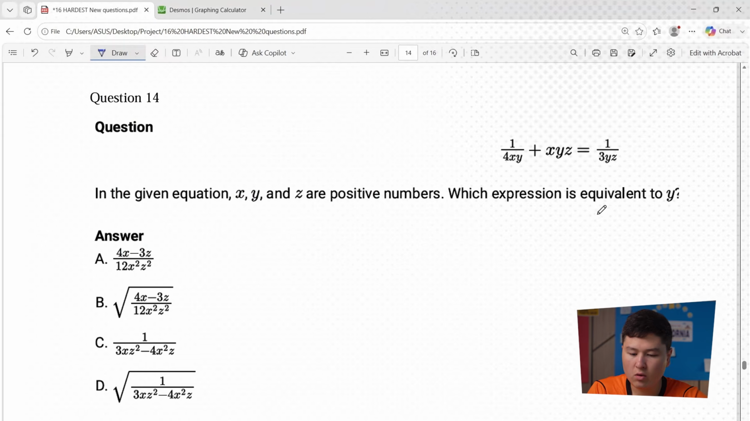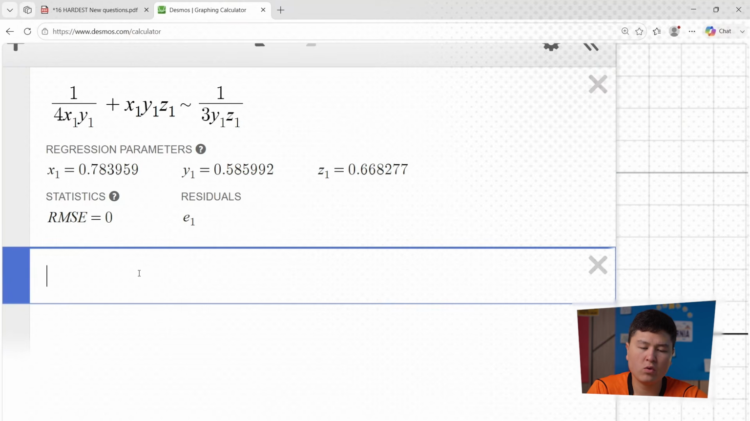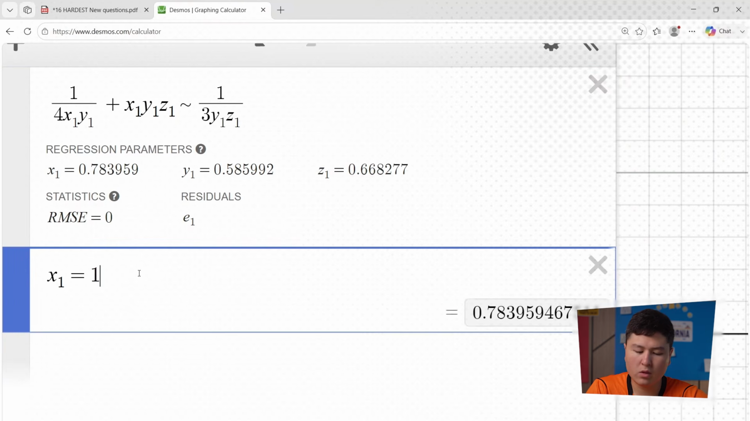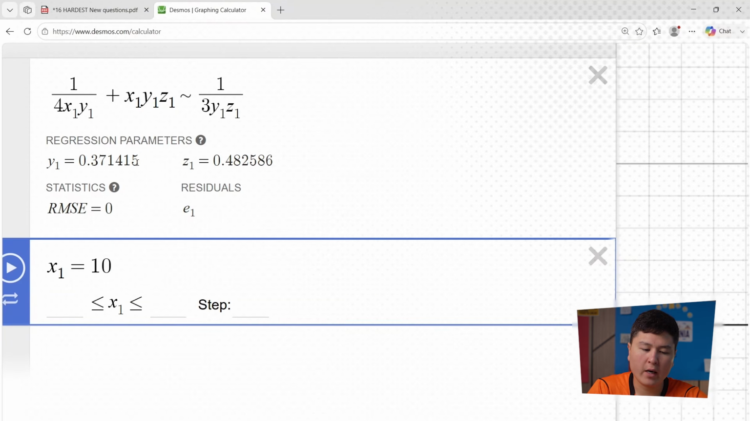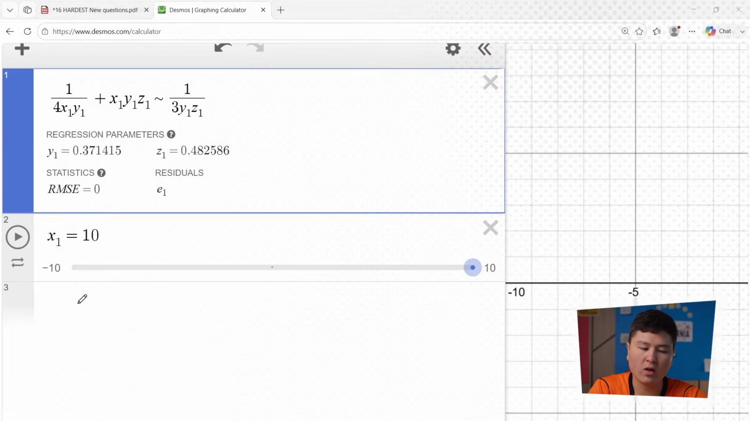And the question is asking you to find the value of y, and x, y, z are positive numbers, guys. Now all of them are positive numbers, so you can just plug in any positive value for any of them. For example, let's say x1 equals 10, and you have y and z like this, and you have to find from the following options which one matches the value of y.